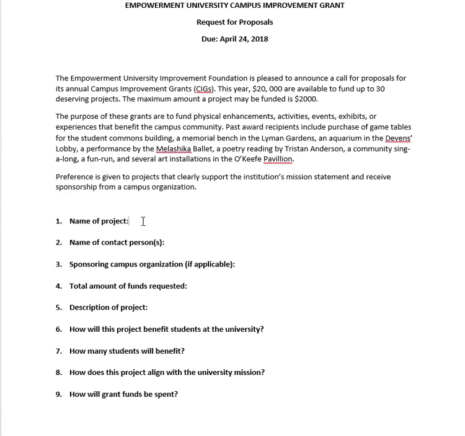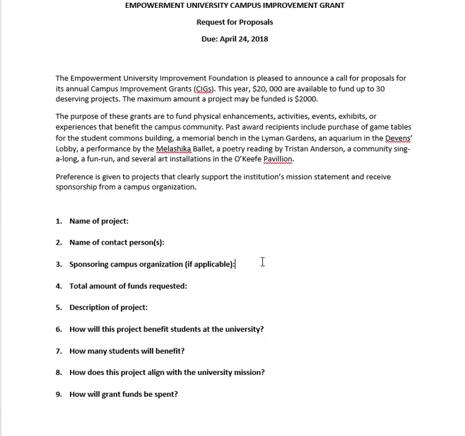When it says name of the project, you're going to name your own project, okay? So it's not something that you have to dig around or find. This is the name of your proposed project to be funded. For the name of the contact person, you're going to use your own name. So unlike with Habitat where we put their name in, you're going to put your name in here.